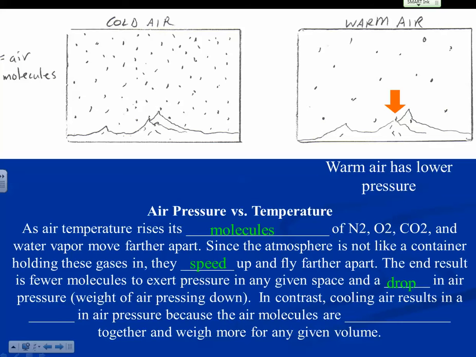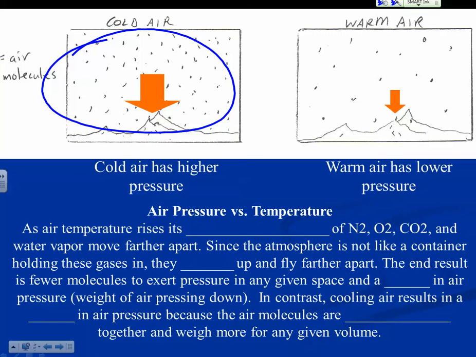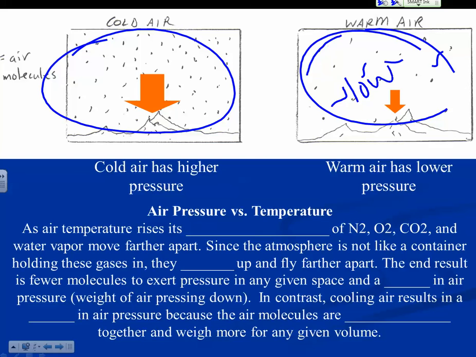In contrast, if you cool off that air, it results in a rise in air pressure. That's because those air molecules are closer together, they're not vibrating or bouncing around as fast, and there's more of them in a given volume, and they weigh more, so there's more air pressure. And you can see that in the pictures over here. Cold air, a lot more air molecules pushing down on the earth, and so more air pressure. A warm day, there's only a few, there's not very many, and so low air pressure. So high when it's colder, low when it's warmer.